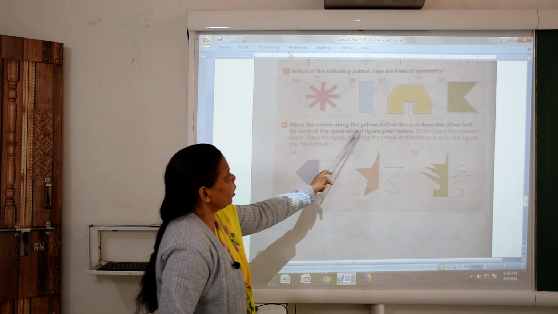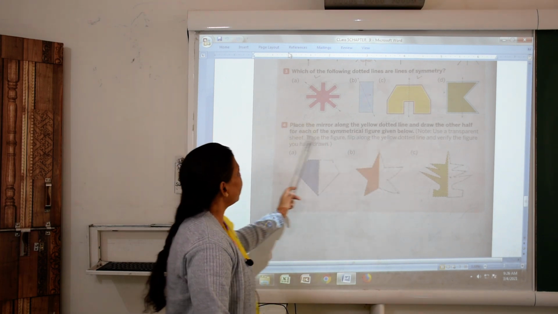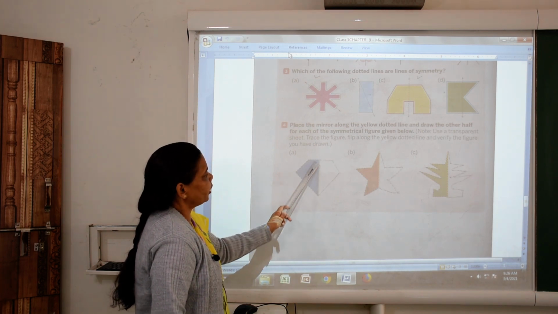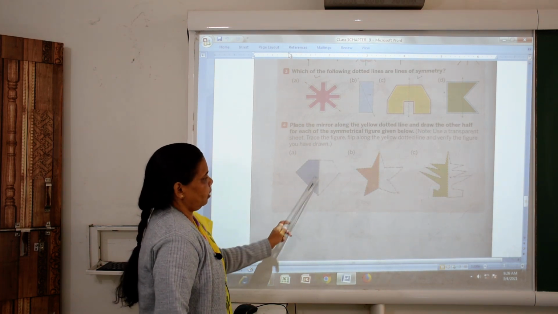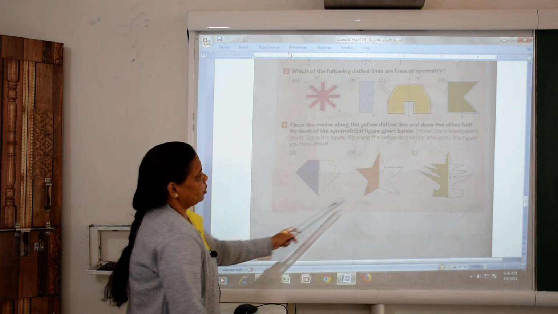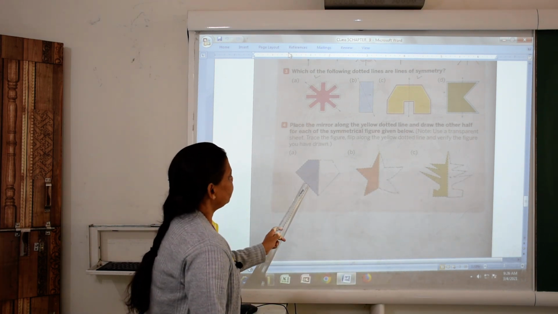Place the mirror along the yellow dotted line and draw the other half for each of the symmetrical figures. The half portion is already drawn here and you have to draw the half of the following figures. This and this star and this tree and this diamond.